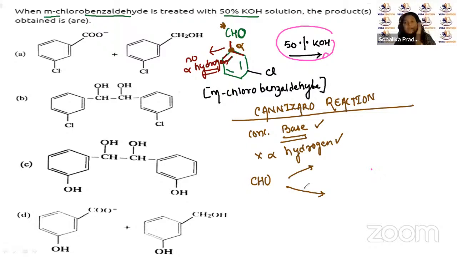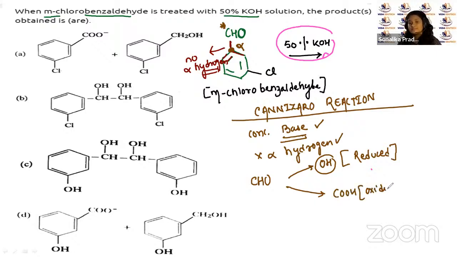That means one step higher and one step lower. That means it will give you two products, one alcohol, so it is getting reduced, and one more will be oxidized, so it is going to be COOH. So it is going to give you two products.